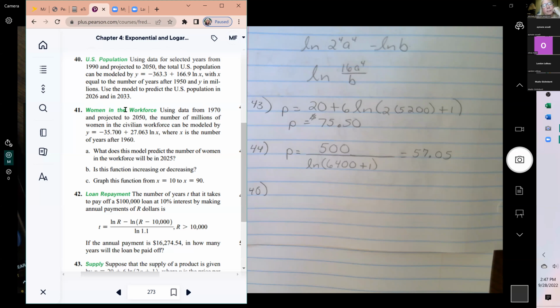The main thing I wanted to say was, remember, you don't put the year in. Take 2026 minus 1950, and plug it in. And when you subtract, you'd be plugging in 76 for the first one. So just be careful of that.